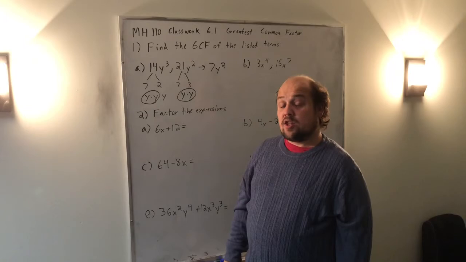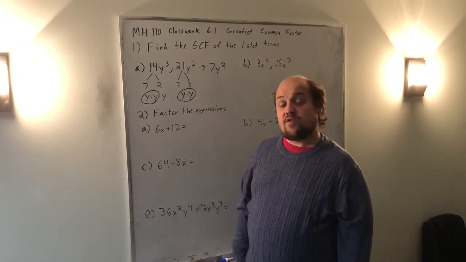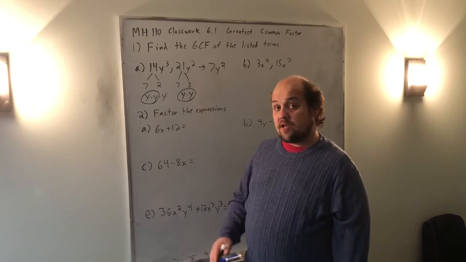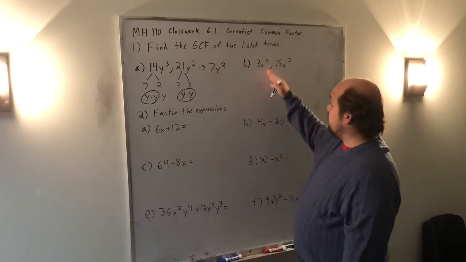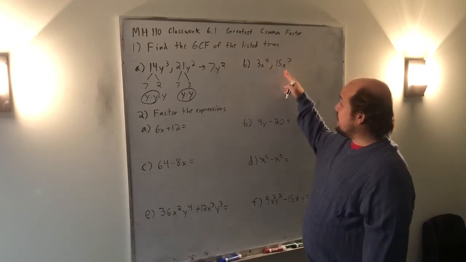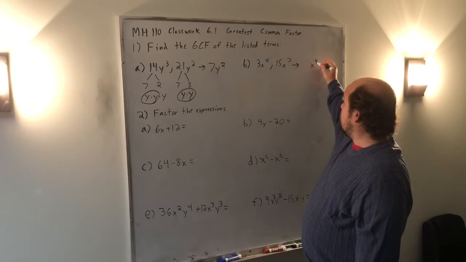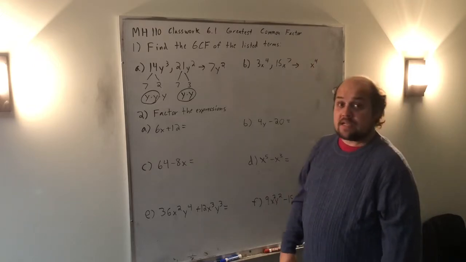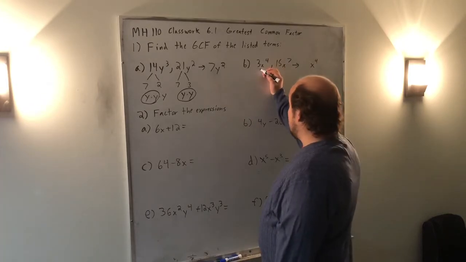Instead of writing these out, what you can really do is look at the terms and say, what's the lowest power of the variable that I see? Whatever the lowest power of each variable is, that's what should be included in the greatest common factor. So when I look at the next problem, here I have x to the fourth, here I have x to the seventh. The lowest power of the variable is x to the fourth, so that's what's going to be in my greatest common factor.